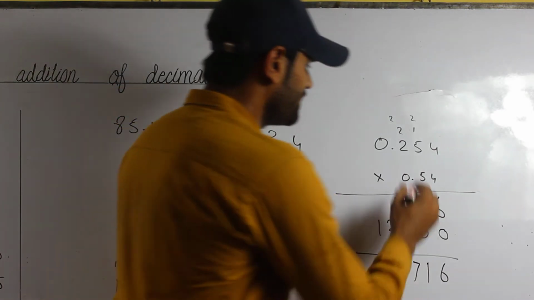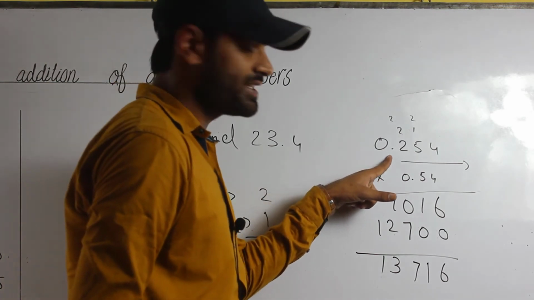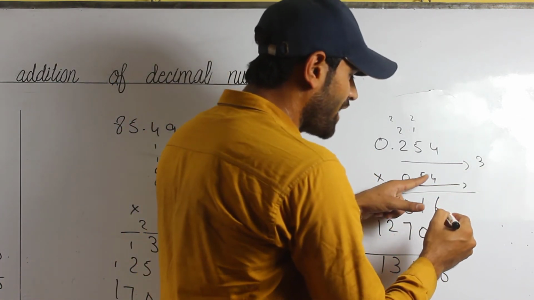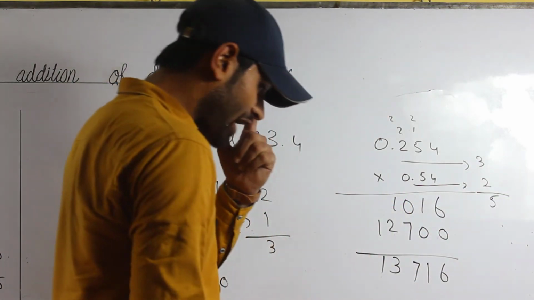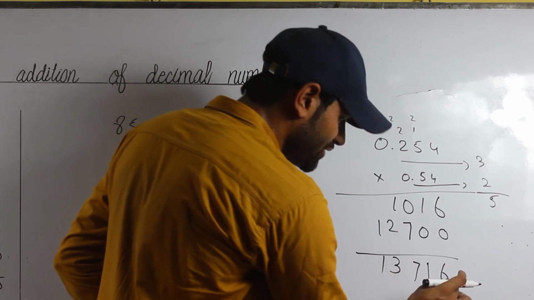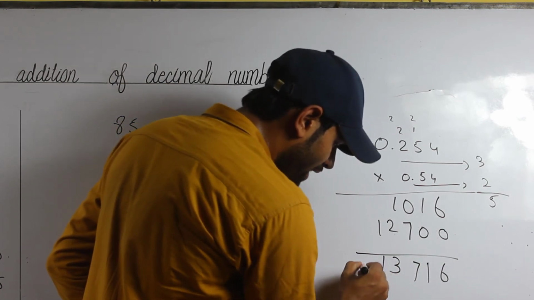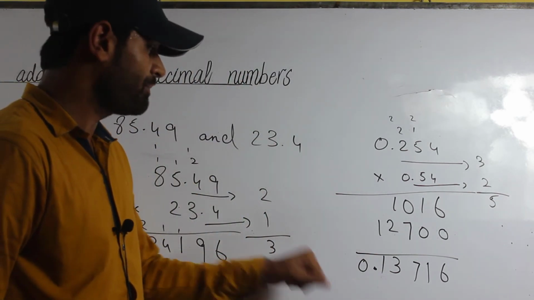Then I use the point. So first count the digits after the point. These are 3, and in the second term 0.54, 2 digits, then add 3 plus 2, 5, and from the right side I count 5 digits, 1, 2, 3, 4 and 5. So here use the point and write 0. This 0 we use for the condition.